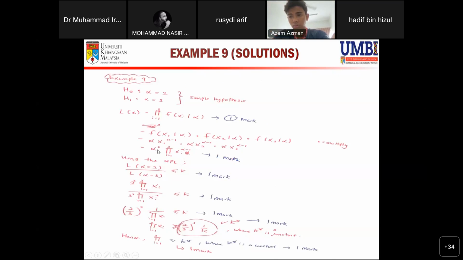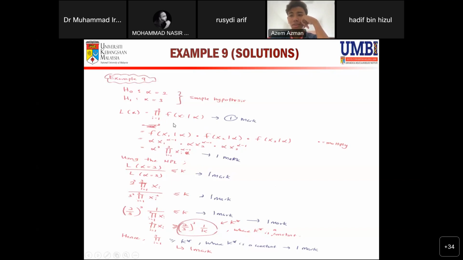So the solution for this one, again, is a simple hypothesis. So we need to specify the hypotheses H0 alpha equals 2, H1 alpha equals 3, and then we need to show how to obtain the general likelihood function for the parameter. Because we have 3 observations, we multiply the conditional distributions of x1 given alpha, times x2 given alpha, and x3 given alpha. Multiply all of this, and we obtain a general form of alpha to the power of 3 and the product of xi to the power of alpha minus 1, with the product sign on the outside.